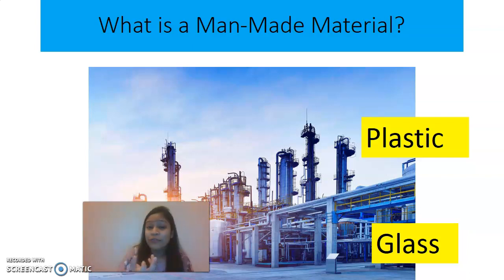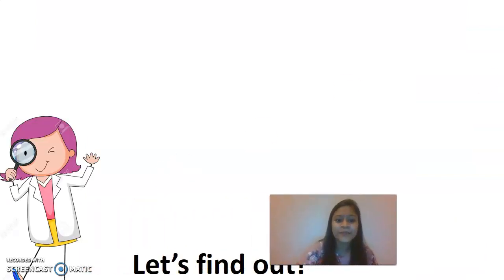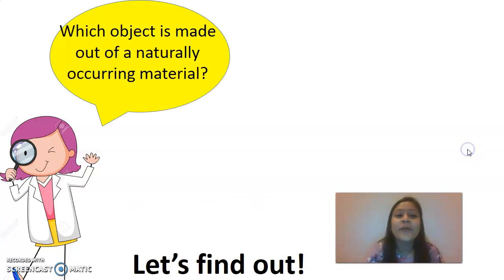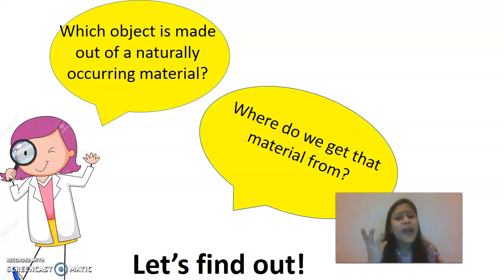So you can find out what glass is made out of. It's very interesting. But today's class is all about you doing a little research. So let's find out which object is made out of a naturally occurring material. So go around the house, try to find one object which is made out of a naturally occurring material. And you can also find out where we get that material from. It's all about that one material and doing your little research on that one material.